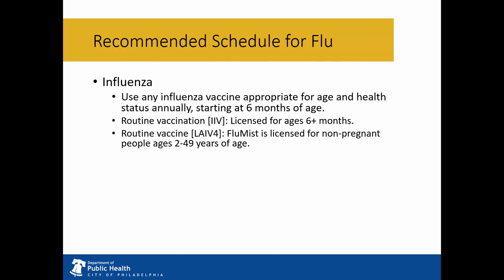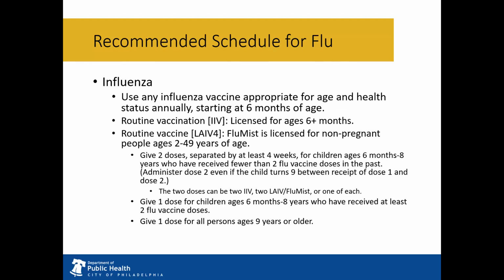This is the recommended schedule for flu. Use any influenza vaccine appropriate for the age and health status of the child, starting at 6 months of age. The inactivated injectable flu vaccine is licensed starting at 6 months of age. But our live flu vaccine, our FluMist, is licensed for non-pregnant people ages 2 to 49 years of age.